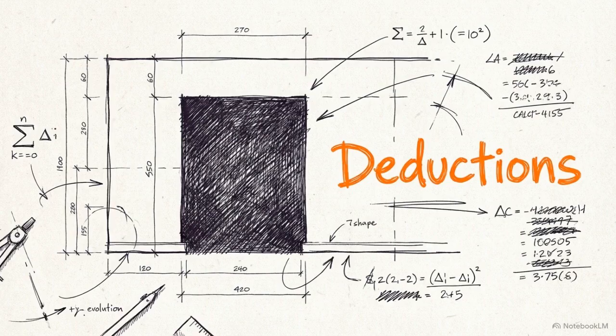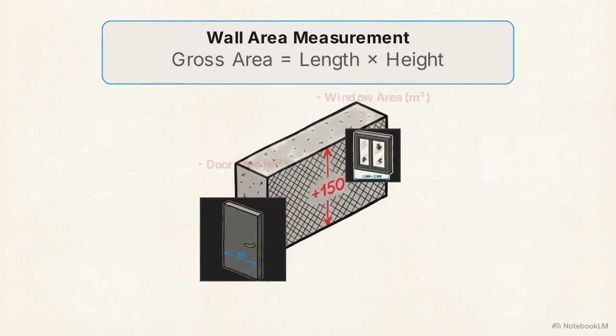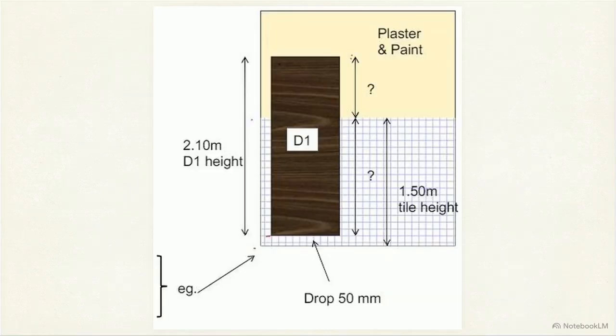Step 3 is deducting voids. Once we have our gross area, we must subtract the square meterage of any doors and windows where finishes will not be applied. This diagram shows a complex scenario, calculating a void deduction for a door on a partially tiled bathroom wall. To calculate the deduction for the wall tiles, we multiply the door's width by the maximum tile height, capped at 1.50 meters. Then, we calculate the remaining deduction for the plaster and paint layers sitting above the tile line, factoring in the 50mm drop at the top of the doorframe.